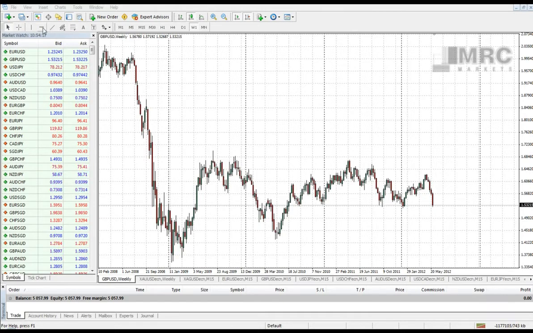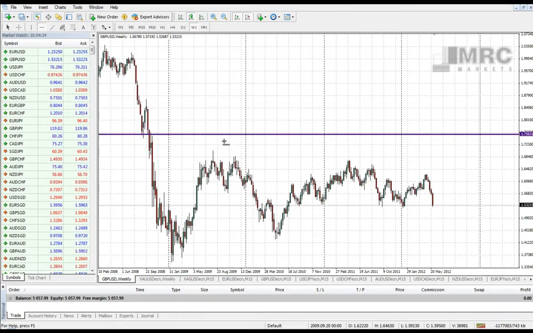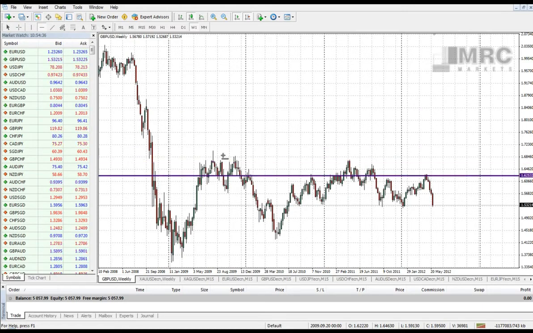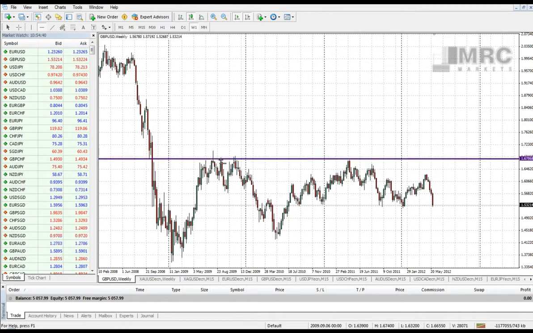So first of all, let's talk about support and resistance lines. Support and resistance lines are flat levels. As you can see in the top left of the chart here, we've clicked on the horizontal line, okay? And if you click and hold, you can see this moves up and down. So you can either draw a resistance line or a support line. What we'll do here is draw a resistance line first of all.